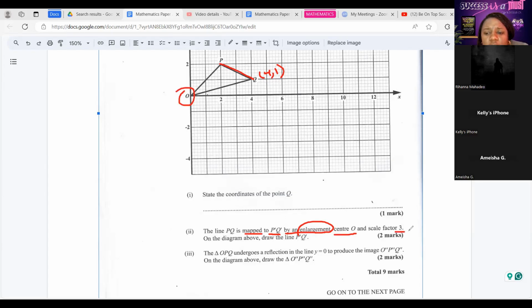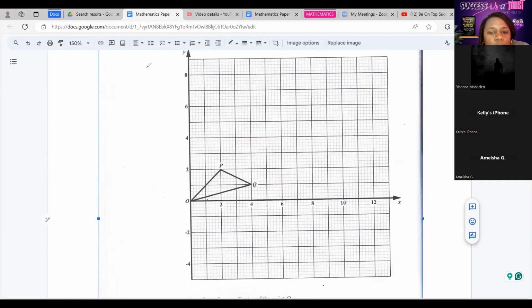So you said the scale factor is 3. So on the diagram, draw P prime, Q prime. So what I'll do, I'll have to go back up a bit. So since P is here and Q is here, P prime, Q prime, of course we want their coordinates. Well, we know that the coordinates of Q are 4, 1. We also know that the coordinates of P, well, X will be 2, Y is also 2. 2, 2.